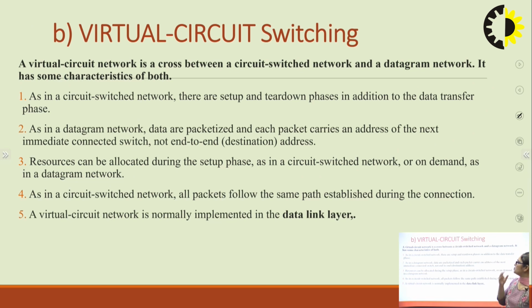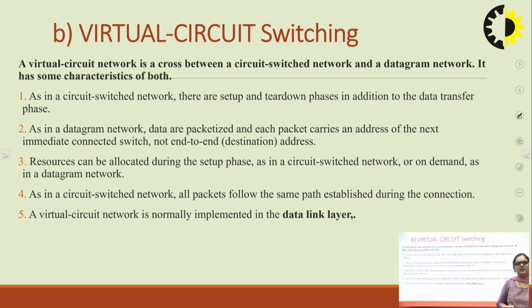So next is virtual circuit switching. Virtual circuit switching is basically a combination of circuit switching and the datagram network. It has the characteristics of both methods. As in a circuit switch network, there are setup and tear down phases in addition to the data transfer phase. And as in a datagram network, data are packetized and each packet carries an address of the next immediate connected switch, not the end-to-end destination address.